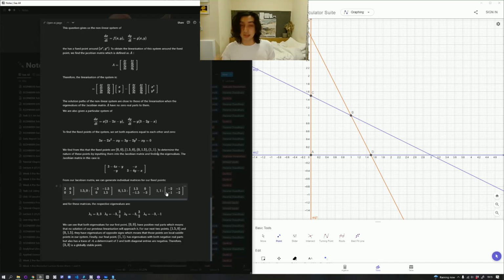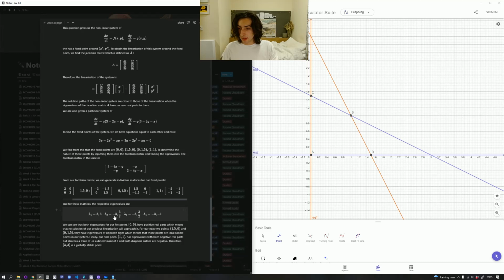Now, if you want to know what these eigenvalues mean, look at page 644 again. But essentially, we can see from the first one that both eigenvalues are positive. If you look at proposition B on page 644, it says if both eigenvalues of this matrix have a positive real part, no solution of our linearization will approach that particular point. So at (0, 0), it's never really going to approach it. Okay? So we know that.